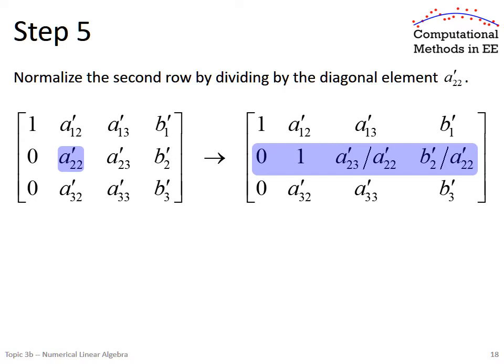The next step, the main loop in our program that is going row 1, 2, and 3, now we're in the second row, and so we normalize that row by dividing by the diagonal element. In this case, our diagonal element is A22 prime. And the prime, again, indicates that that is not the original A22. There's been some numbers absorbed into that. So we divide the entire row by A22 prime, and that gives us a 1 in the A22 position. Now we're ready to go on to the next step.